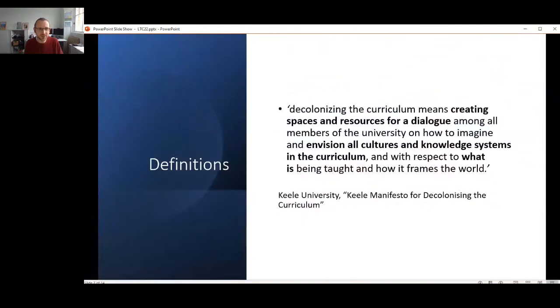So it's useful to start with definitions about decolonizing the curriculum, and you'll have heard a lot of different definitions today. They look at this from different angles, and I think they're all very helpful. One definition here is to create spaces and resources for a dialogue amongst all members of the university and envision all cultures and knowledge systems in that curriculum with respect to what's being taught.